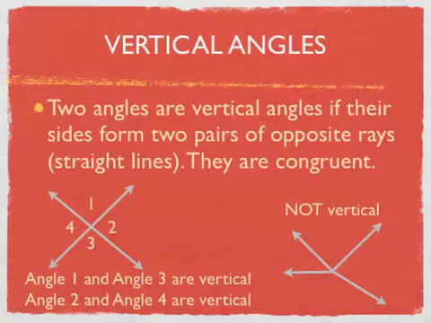Because they are vertical, we know that angle 1 and angle 3 are congruent, and angle 4 and angle 2 are congruent. If you look at the diagram on your right, these are not vertical angles because they are not opposite rays or forming straight lines. Notice that none of the rays are forming a straight line. So none of those are vertical, and none of them would be congruent because of being vertical angles.